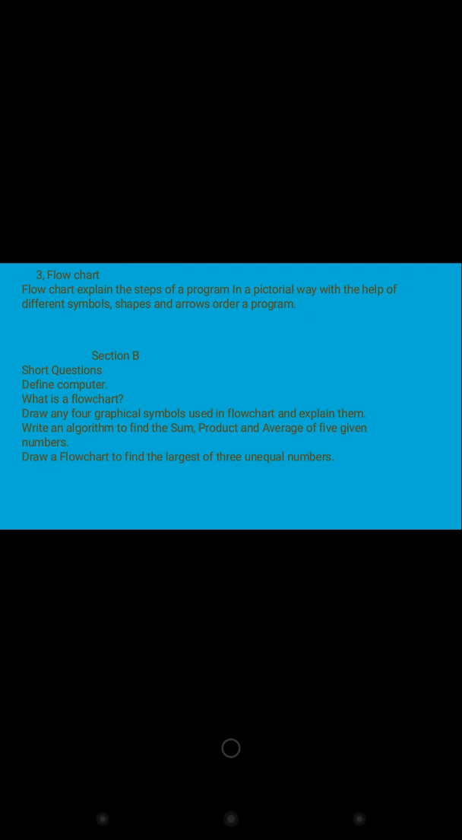Flow lines are connected with all parts of your flowchart. Terminal is used for starting. Page in and page out are used for continuing the flowchart on the next page. Okay, that is all related to flowchart. Now move to section B.